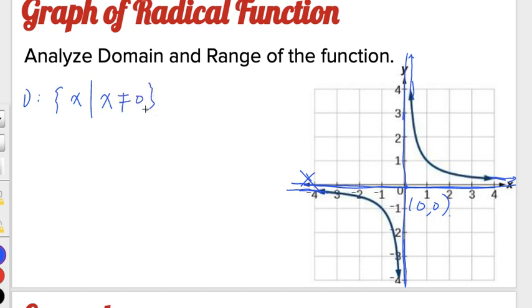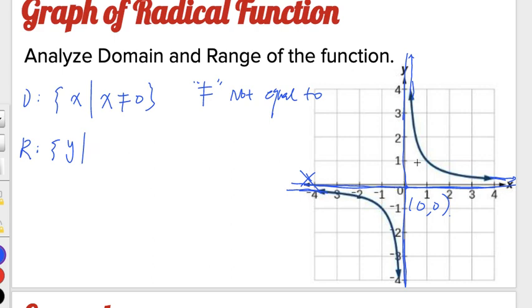Then that means x can be any number but 0. This sign here is called not equal to, meaning the domain x can be any number. You see a definition for the left side and for the right side, but you do not see any definition at that point. So X cannot be 0.